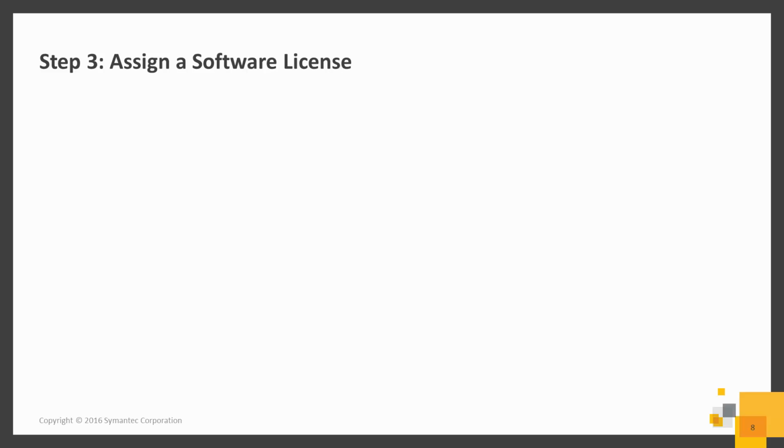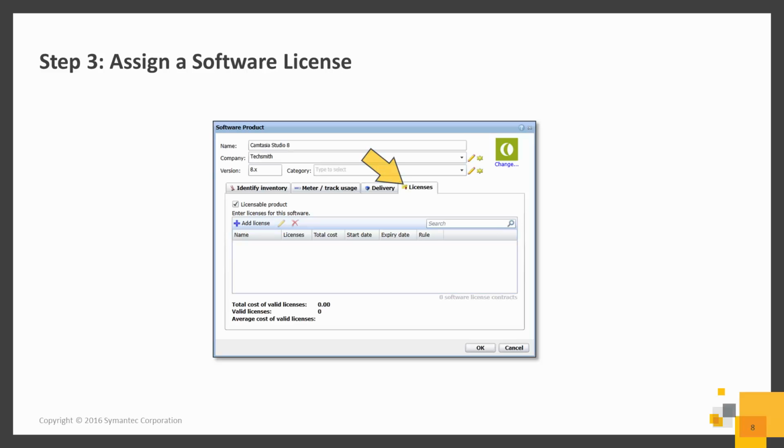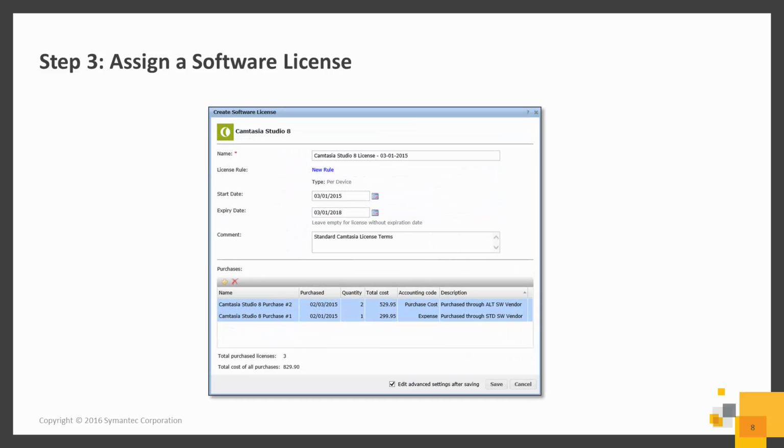You can manage your software licenses within the software product itself under the Licenses tab. If you check the Licensable Product box, you can license software products, add purchases to a license, create new licenses, and edit or delete software purchases and licenses. The table shows you all of the license contracts that are related to the software product. When you click Add License, you can edit the product license information and add or delete purchases.